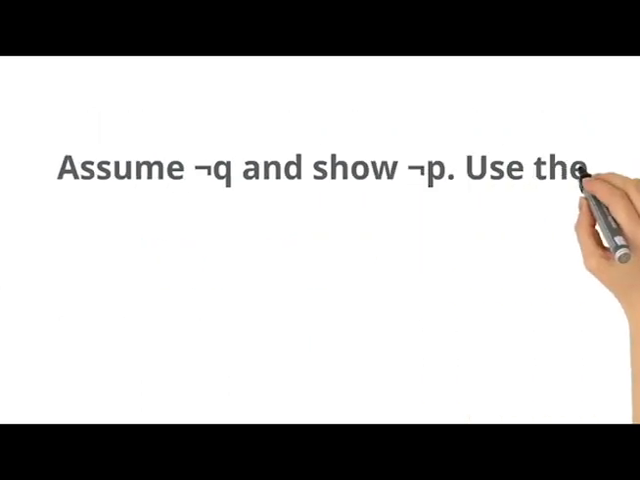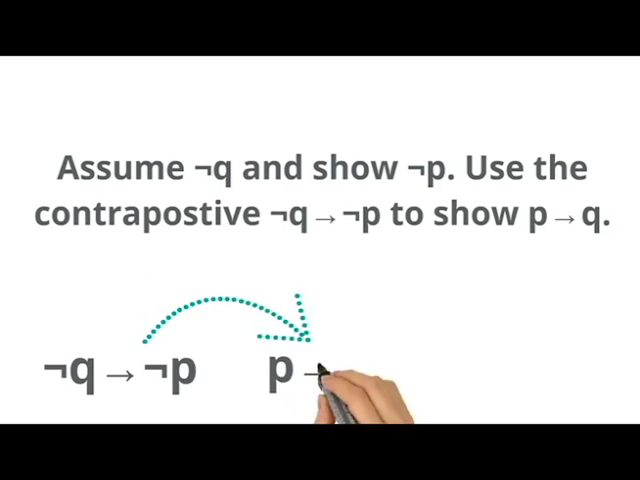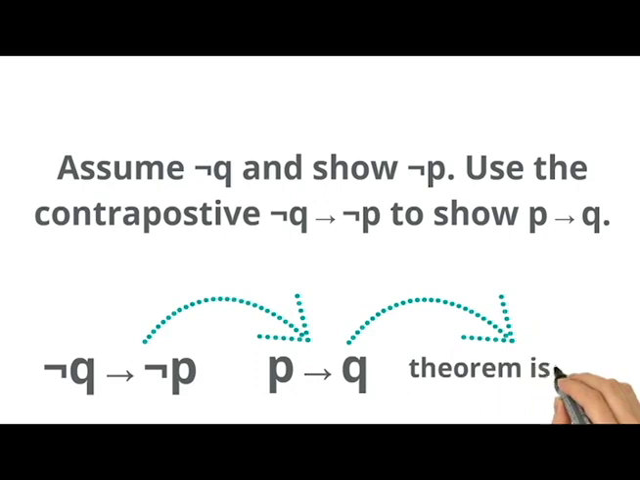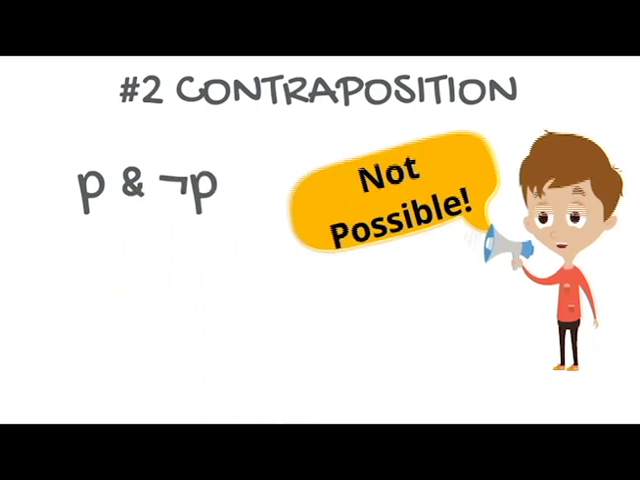First, one must assume that not Q is true, and use logic to show that not P is also true. Then, using the definition of contrapositive that was learned earlier in Chapter 1, it can be concluded that if P, then Q is also true, thus proving the theorem. The contrapositive method works because a statement cannot be both P and not P at the same time.